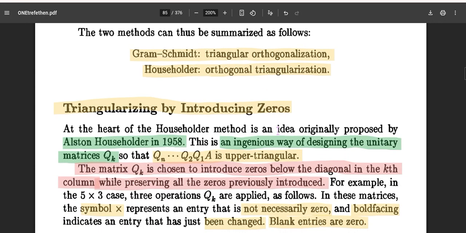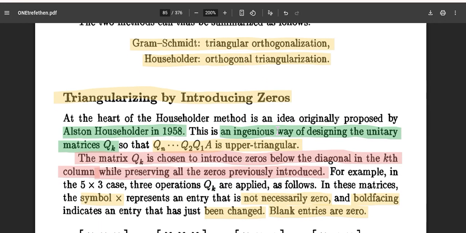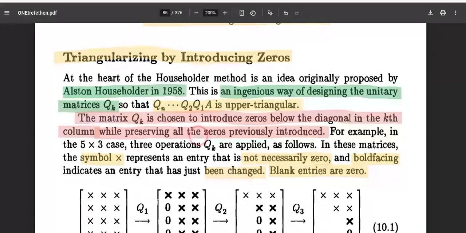So what does it mean by orthogonal triangularization? We sequentially apply a unitary matrix on the left side of A, in such a way that A sequentially becomes upper triangular. It means that when we apply a matrix Q on the left side of A, we introduce zeros below the diagonal in the kth column.